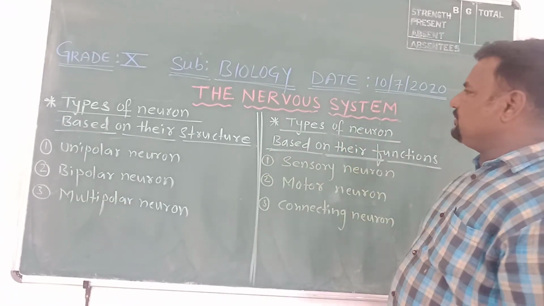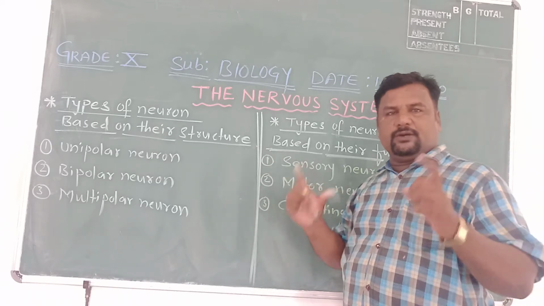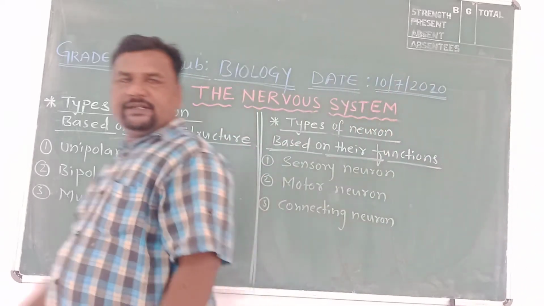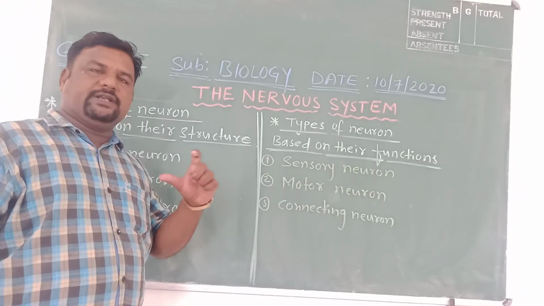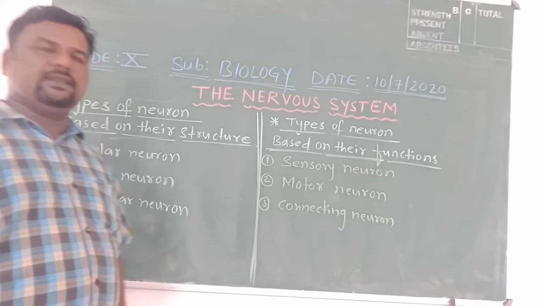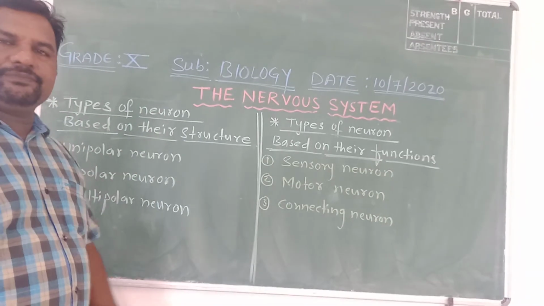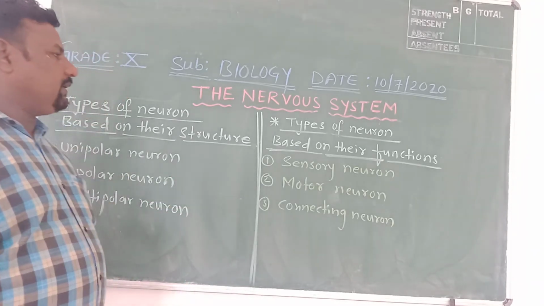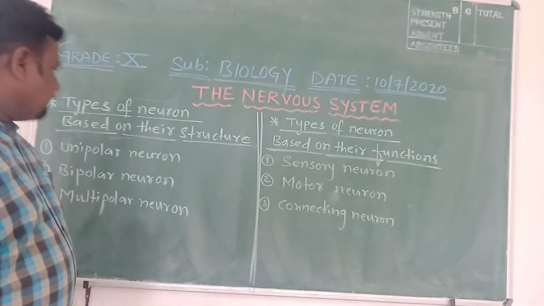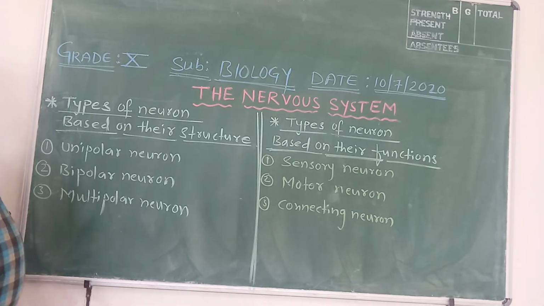Today we'll continue the further part of this nervous system. As we discussed yesterday, the nervous cell or neuron and its structure. When the nerve cell is observed under a microscope, what parts it has and how it looks, we discussed in yesterday's class. But today we are going to discuss mainly the types of neurons.